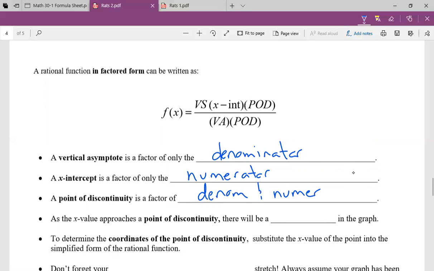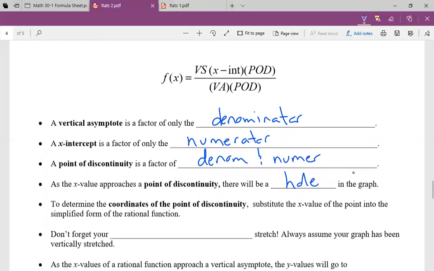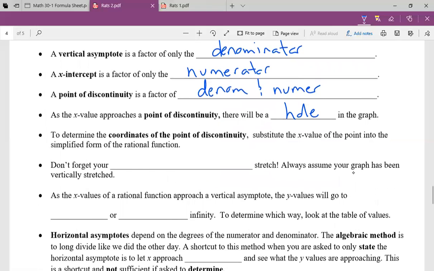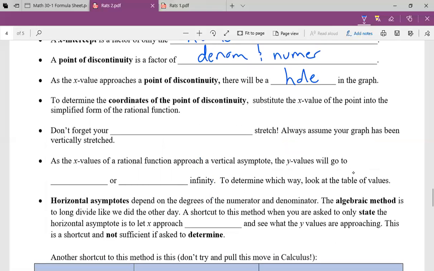Now, as the x values approach a point of discontinuity, there will be a hole in the graph. So what we did in the last couple examples was to find the y part of the coordinate. You're going to substitute that x value back into the simplified form. Okay. The thing that I see students forget quite often: don't forget your vertical stretch. Always assume it's been stretched.